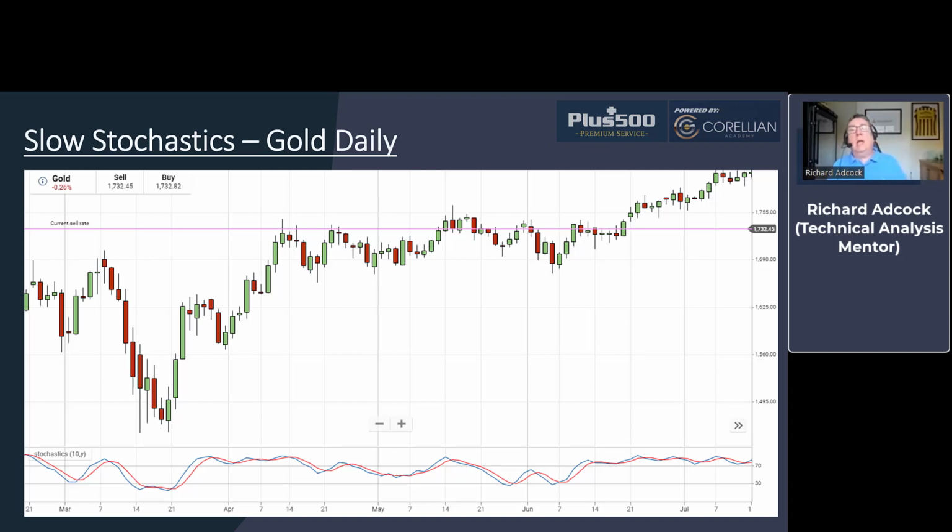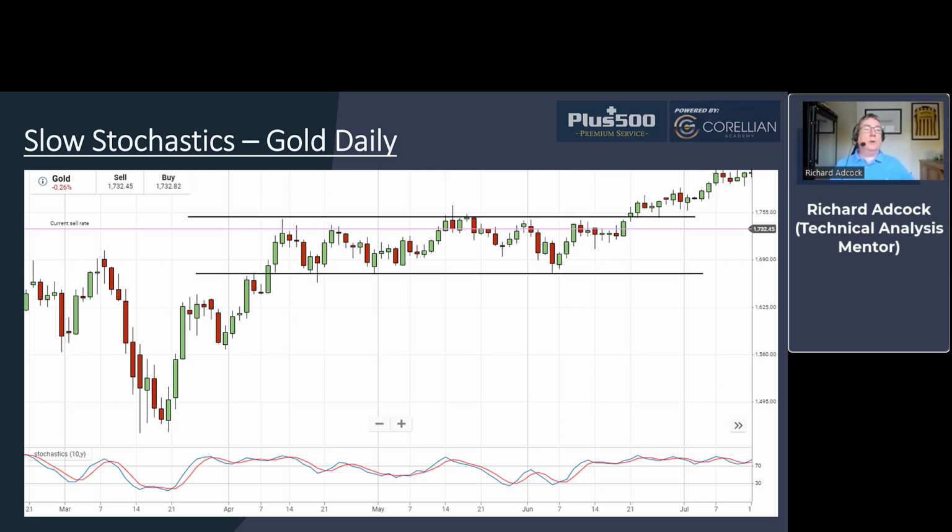Now, as I say, slow stochastics and momentum-based indicators in general are very good within a sideways trading range. So if we look at the daily chart of gold, dating back to April a couple of years ago, we saw that the market is trading within a clear sideways trading range. Resistance being found at upper limits, and buying support developing at lower limits.